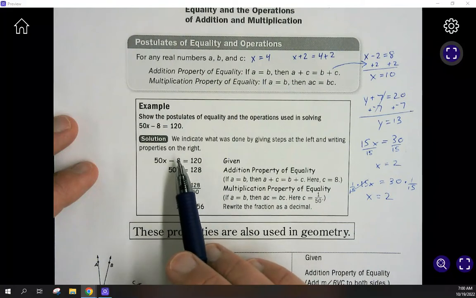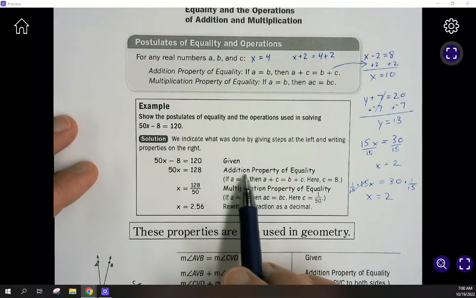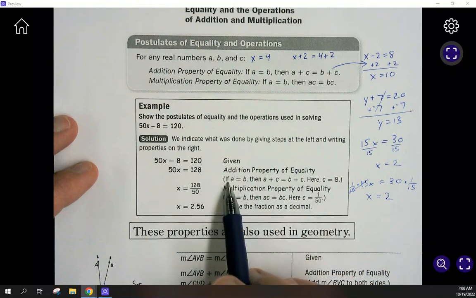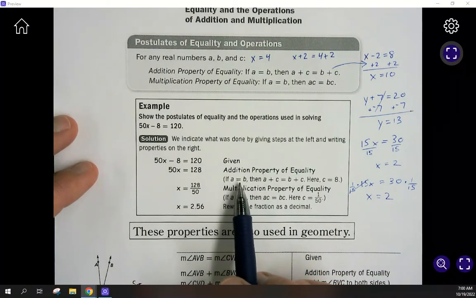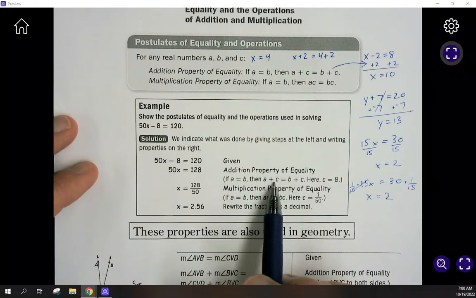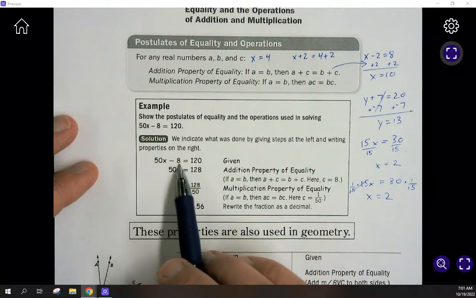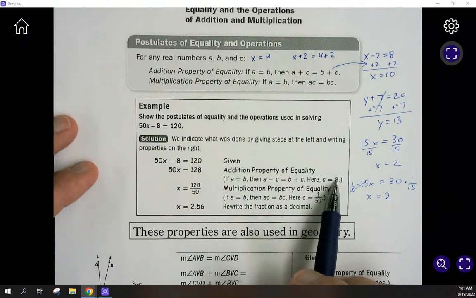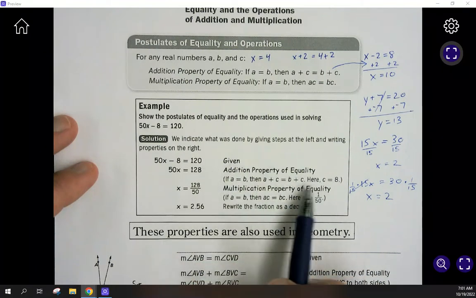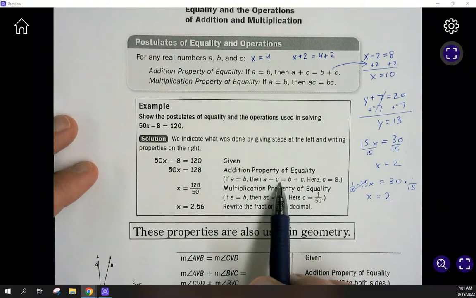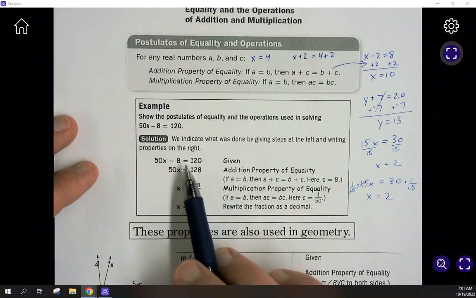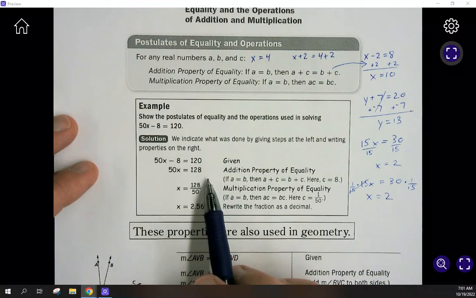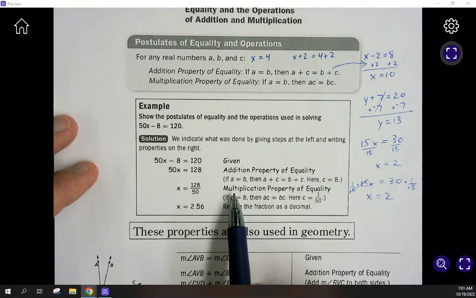And then how did we get from here to here? We used the addition property of equality, which again is stated right here. If A equals B, then I can add C to both sides. So if this equals this, I can add 8 to both sides. And so in this specific situation where they're adding C to both A and B, that's 8. We're adding 8 to both sides. So it clears out the minus 8, and this becomes 128.